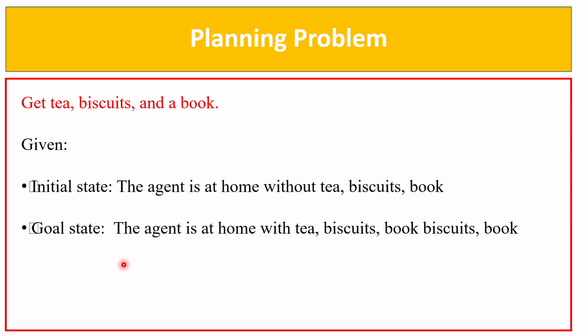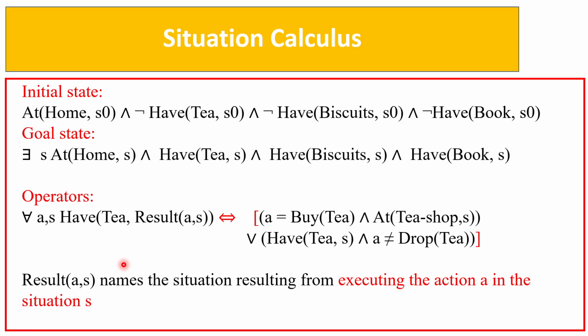Example: get tea, biscuits and a book. This is the task. How do you plan for this one? Initial state: the agent or the human being does not have tea, biscuits and book. He is at home. Goal state: the person or the agent is at home with tea, biscuits and book. So how do you reach the goal state from the initial state? You can have a plan.